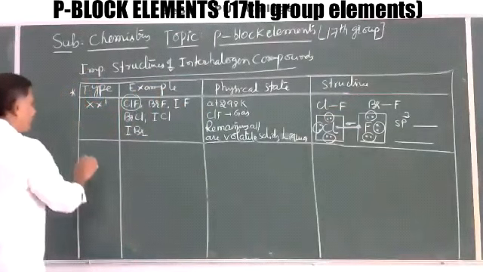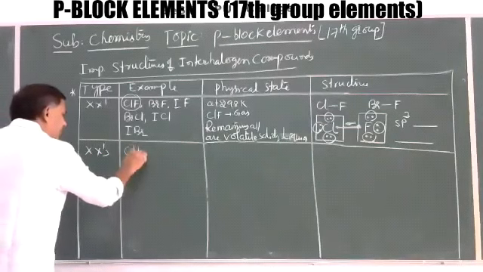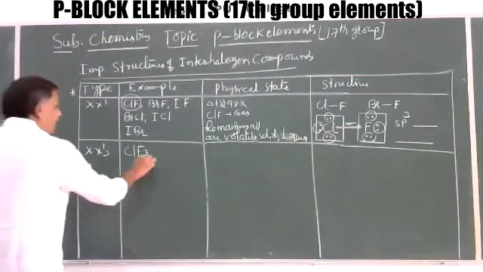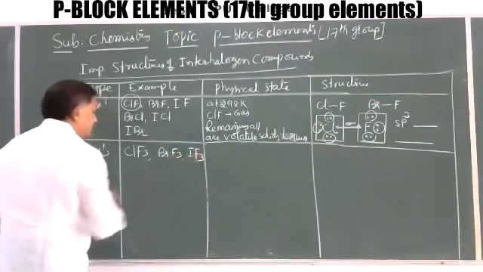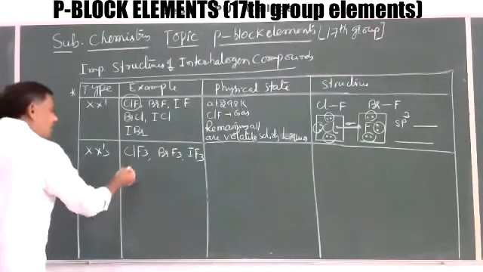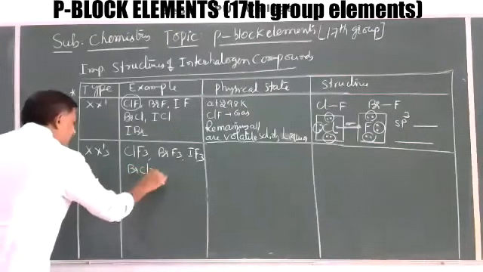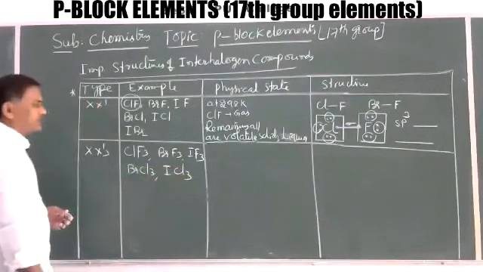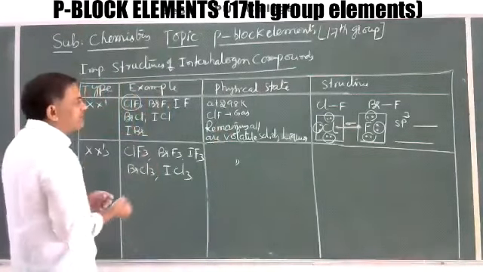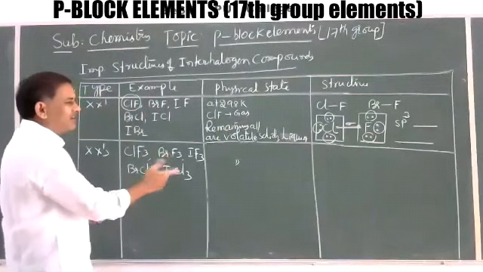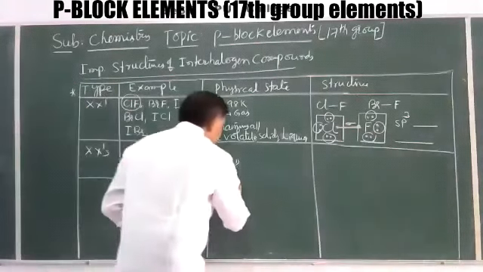Next one is X dash 3. We can take ClF3, or we can take BrF3, IF3, or here we can take BrCl3 or ICl3 as the examples for this. Same, based on their temperature conditions, the physical state changes. Orange color, red color, or solid, alpha, beta, based on their condition changes, allotropic forms.